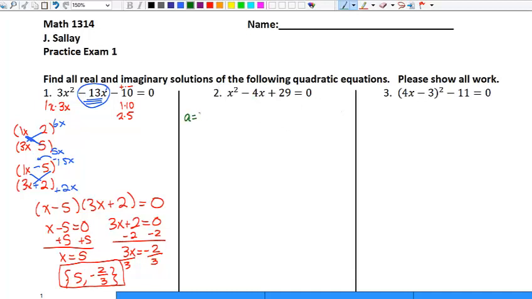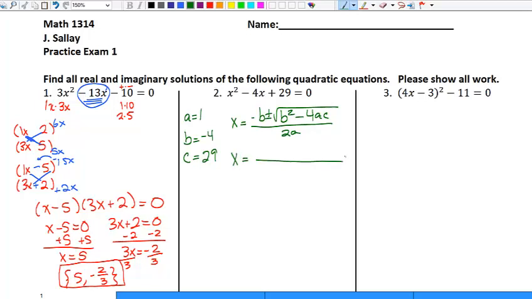I guess I'll use the quadratic formula, but if you want to use completing the square, you can. So a is equal to 1, b is equal to negative 4, and c is equal to 29. And then I use the quadratic formula, which is negative b plus or minus the square root of b squared minus 4ac, all over 2a. So x equals negative b. Well, my b is already negative, so the opposite of negative 4 is really positive 4. A lot of people would just go ahead and put positive 4 right there.